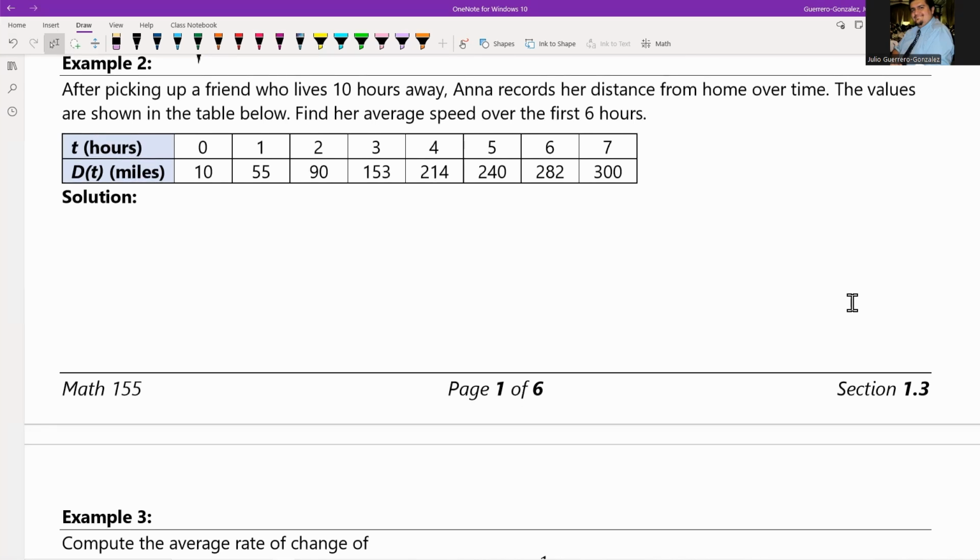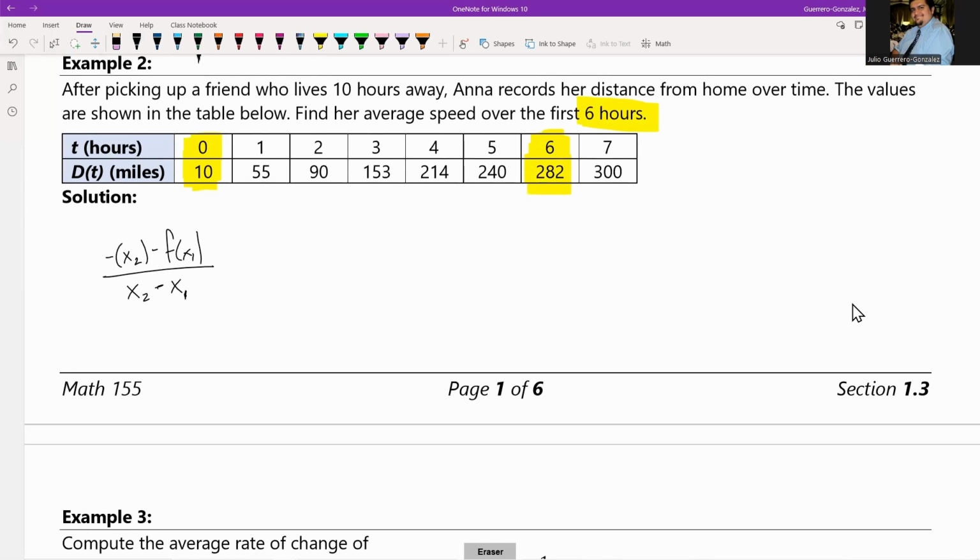So we need, according to this, let me write the formula down. f of x2 minus f of x1 all over x2 minus x1. So we need the first 6 hours. It turns out we only need 2 of the values in this table. We need this one and this one. Automatically, hopefully you guys see this.